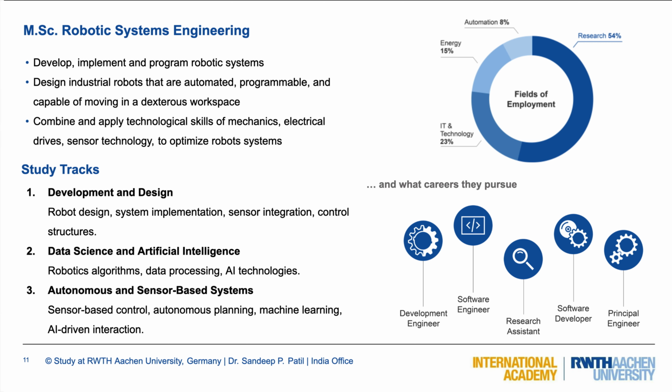At the start of the career, you will find different titles like development engineer, software engineer, research assistant, software developer, principal engineer, project manager. There are many other titles one can get with this robotic system engineering.